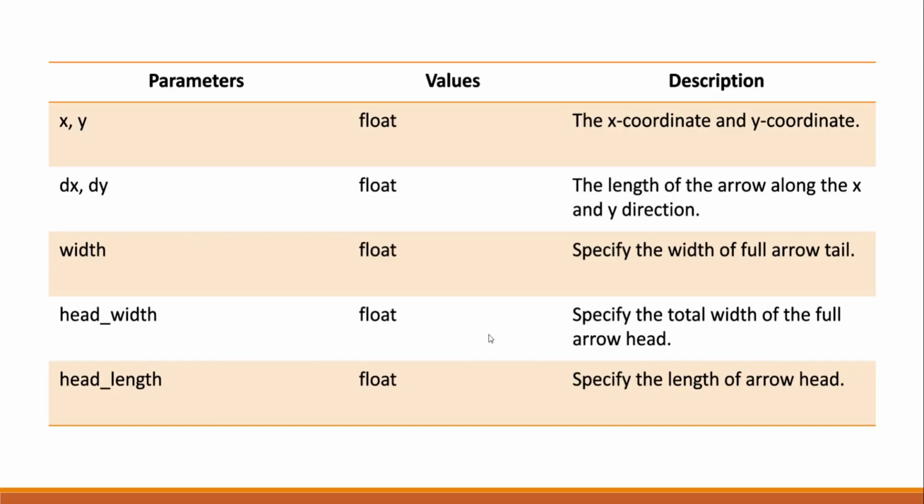The other parameter is dx and dy. It also takes values in float and it is nothing but the length of the arrow along the x and y direction. The next one is width. It takes a value as a float and it specifies the width of the full arrow tail. Another is head_width. It takes a value as a float and it specifies the total width of the full arrow head. And the last one is head_length. It takes a value as a float and it is used to specify the length of the arrow head. Now we will see some examples related to this.